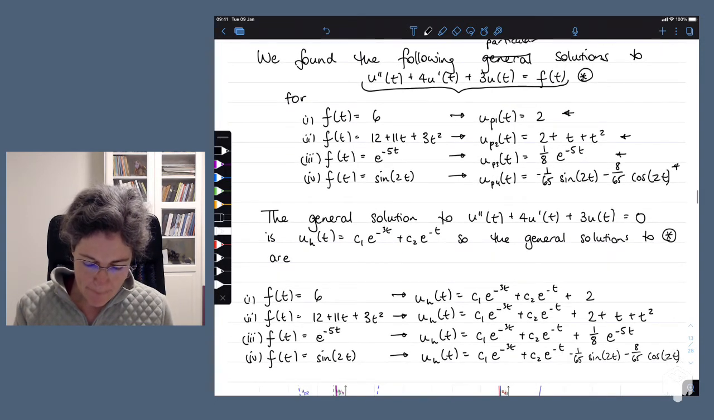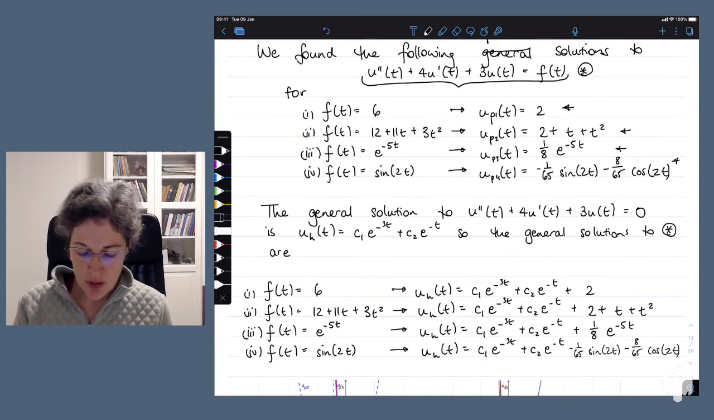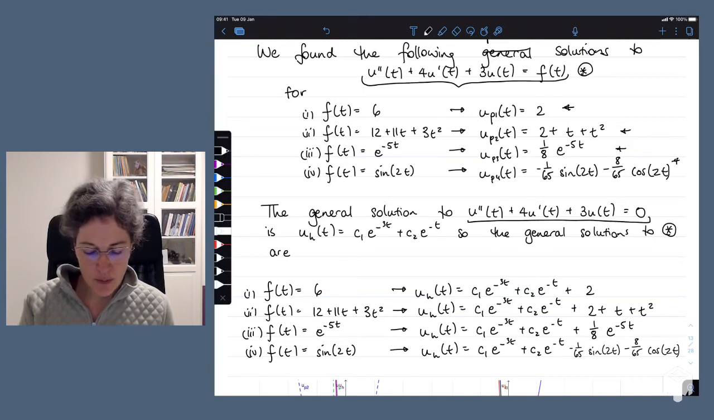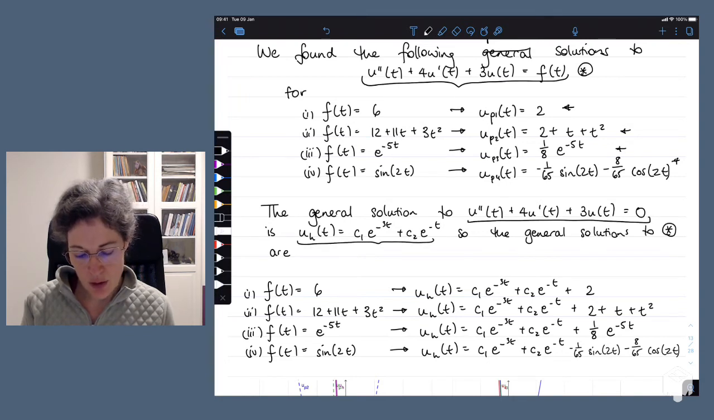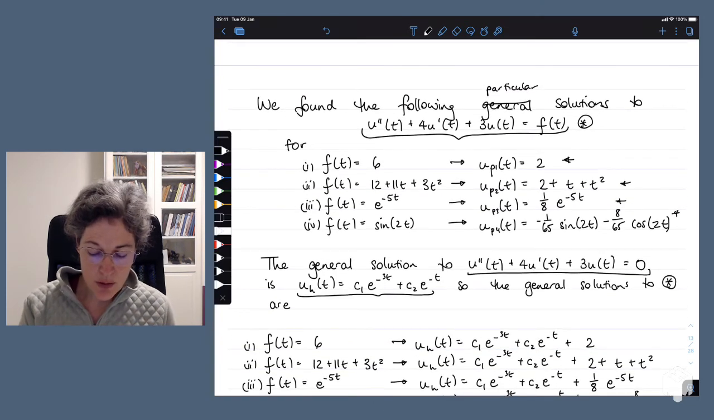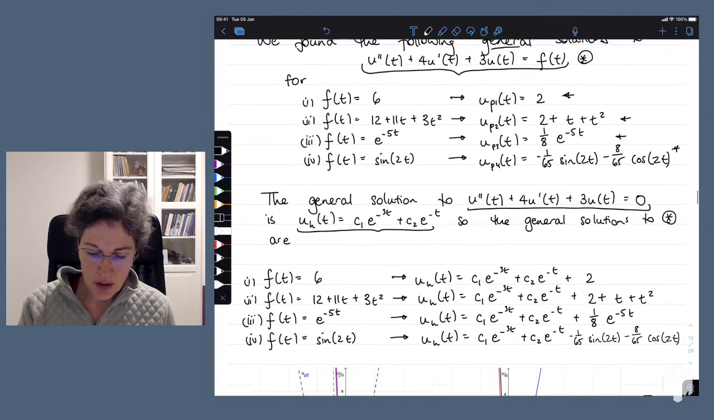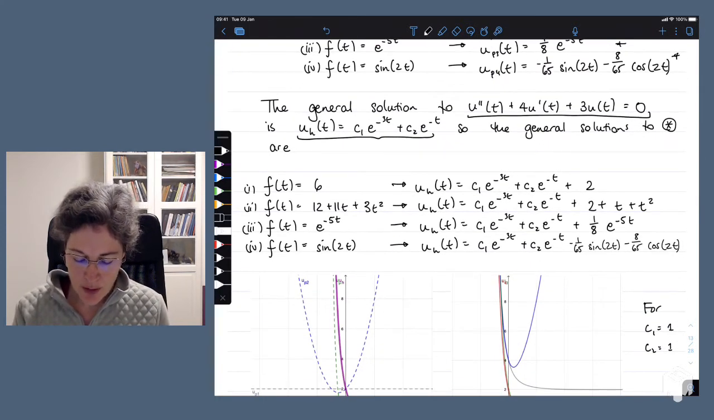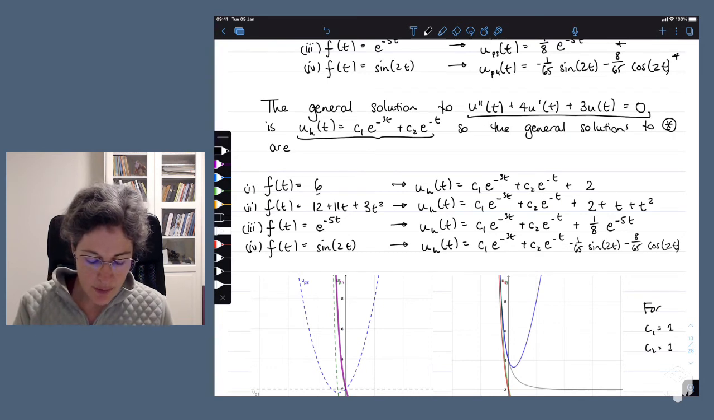Now, from last week, you could find the general solution to the homogeneous version. I encourage you to do that. This is one of the cases where we have real roots, so we have two decaying exponentials. So our homogeneous solution looks like this. So finally, if we want the general solution to that differential equation, here we have for each of them. So when our driving function is 6, our general solution looks like so.